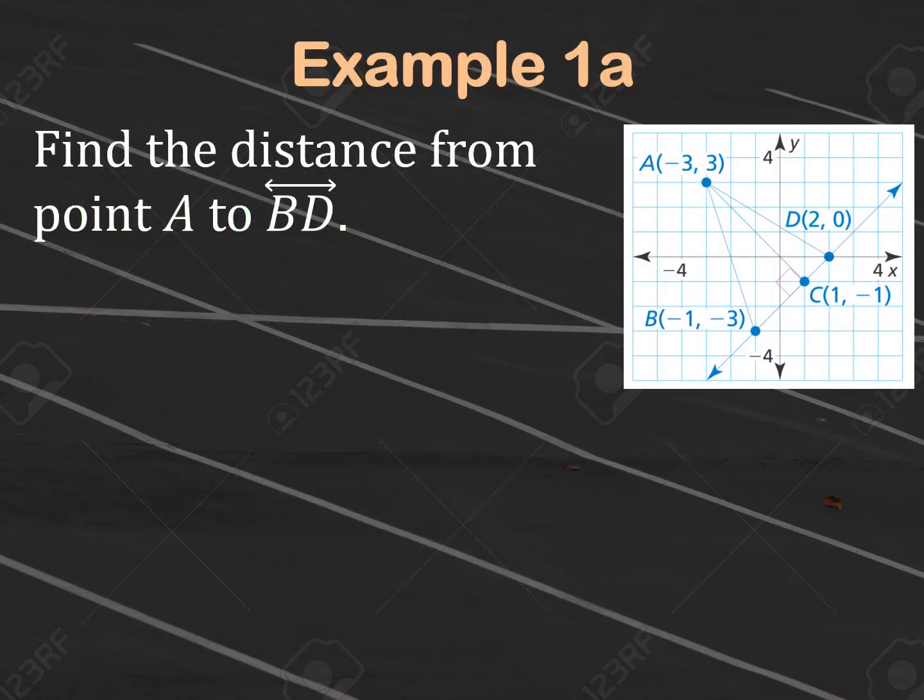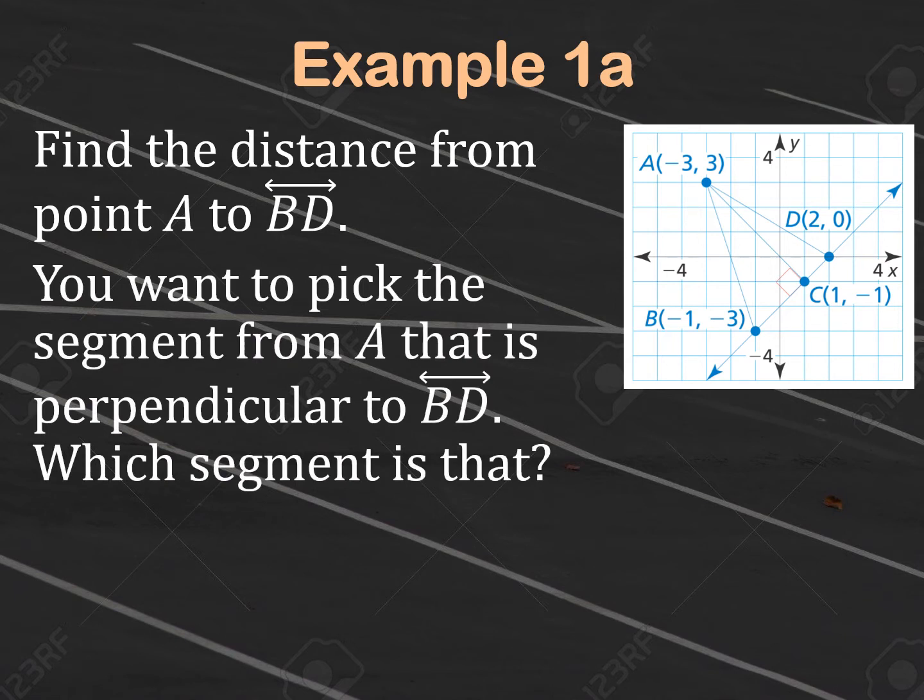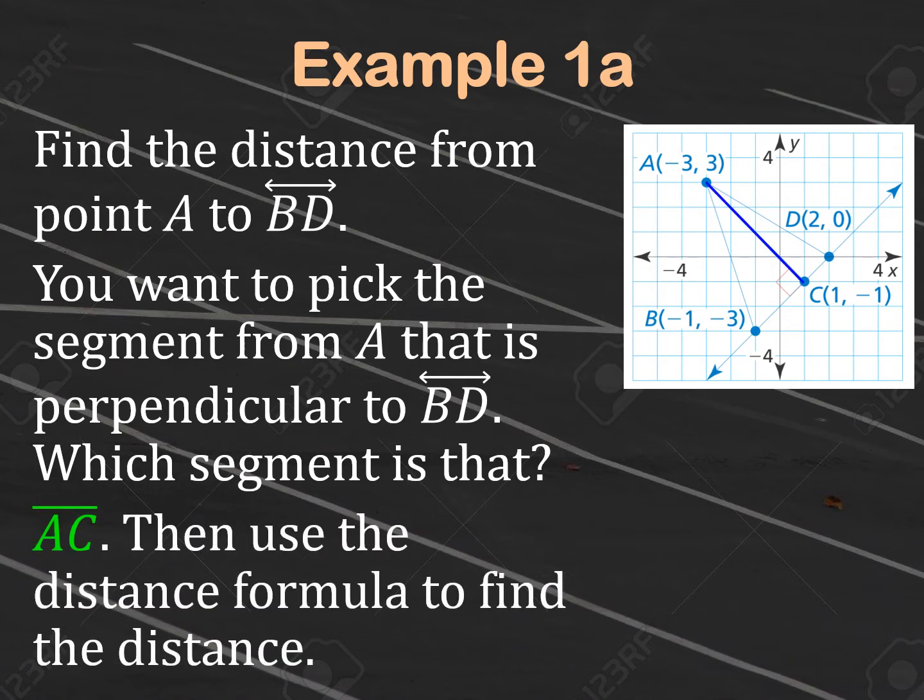Example 1A, find the distance from point A to line BD. So you've got three choices here for the line. That's the distance from A to BD. You want to pick the segment from point A, which is at -3, 3, to line BD. So you have between AB, AC, and AD. You want to pick the segment that's perpendicular. So which segment is that? That's clearly segment AC. Notice that AC, that segment intersects line BD at a right angle.